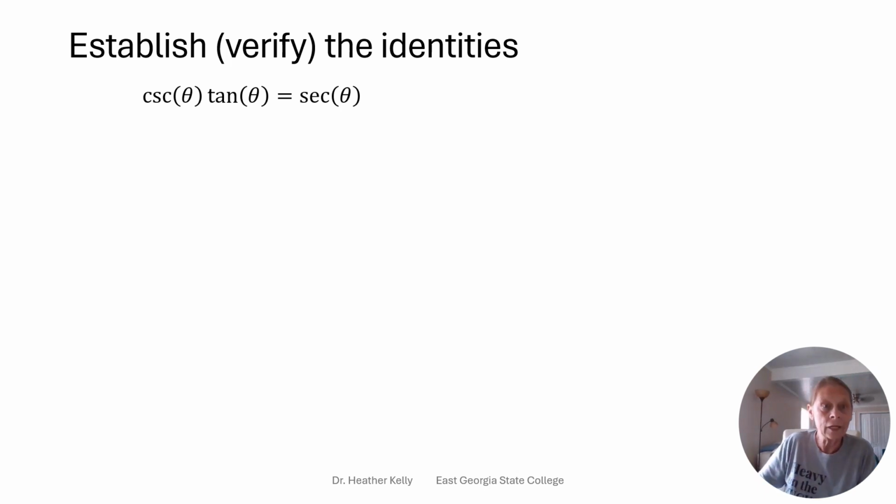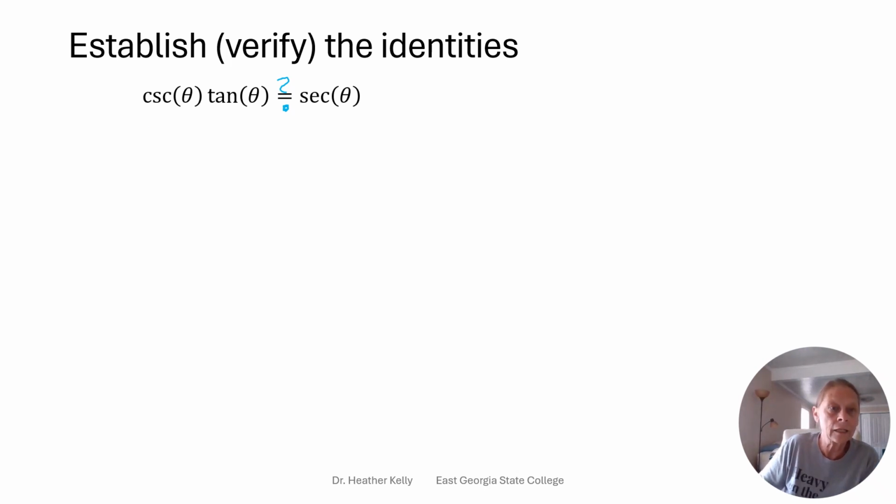Now, I see here I have cosecant times tan, and we want to know, is it equal to secant? And I just like to put that question mark, and I hope that you do too. If you don't, that's okay too, but I hope you don't get confused. Okay, that question mark definitely helps. All right, so I'm just going to work with the left-hand side here.